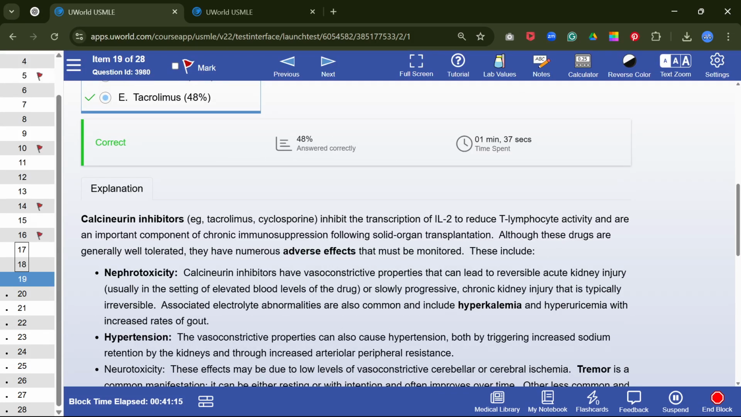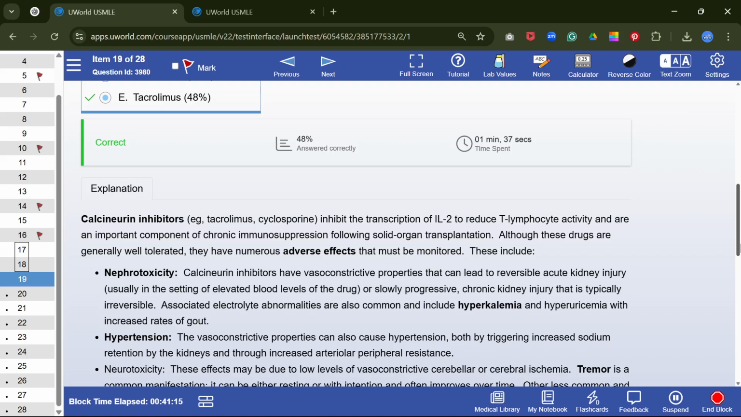Calcineurin inhibitors, tacrolimus and cyclosporin, inhibit the transcription of interleukin 2 to reduce T lymphocyte activity, and are an important component of chronic immunosuppression following solid organ transplantation. Although these drugs are generally well tolerated, they have numerous adverse effects that must be monitored.